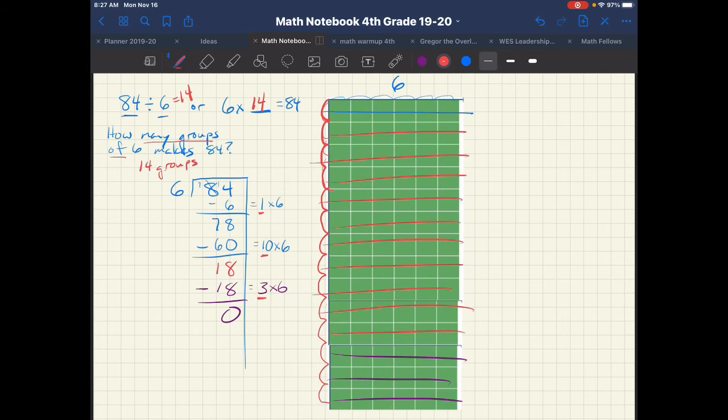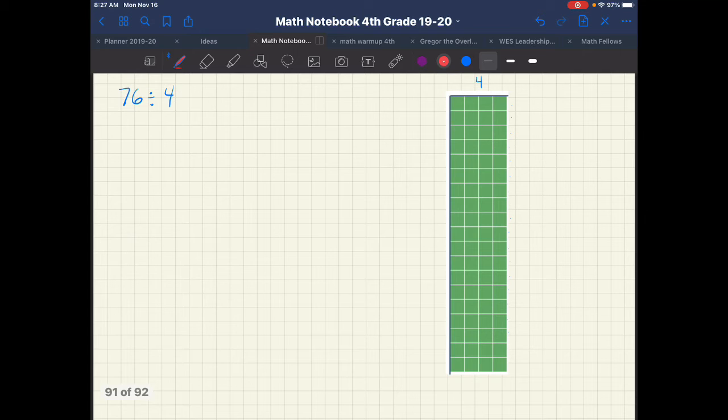Let's do one more practice. Here we have 76 divided by 4. So we are thinking 4 times what equals 76. How many groups of 4?